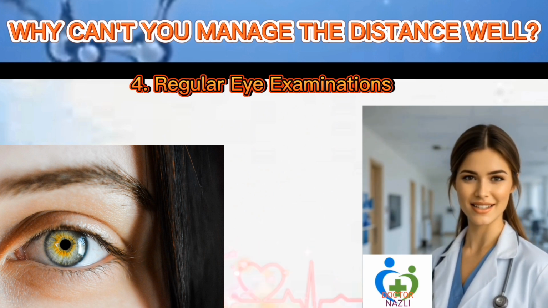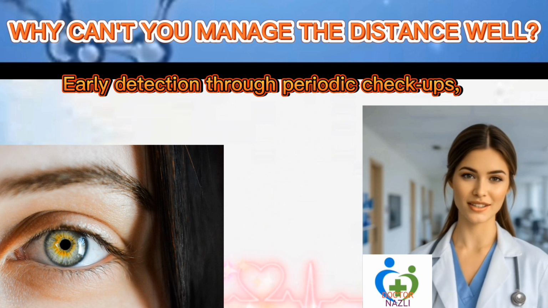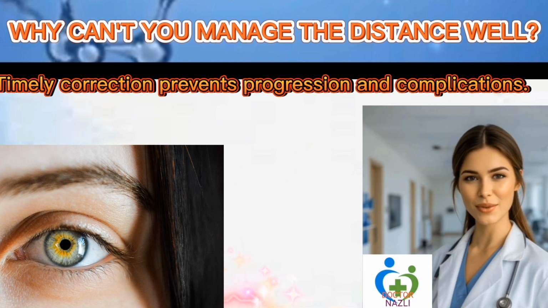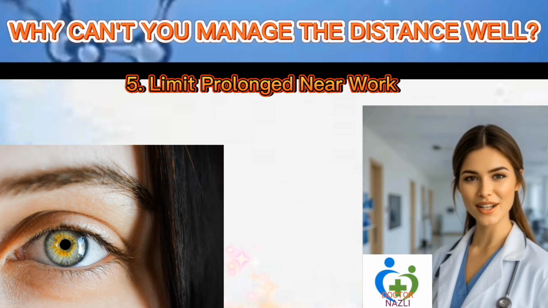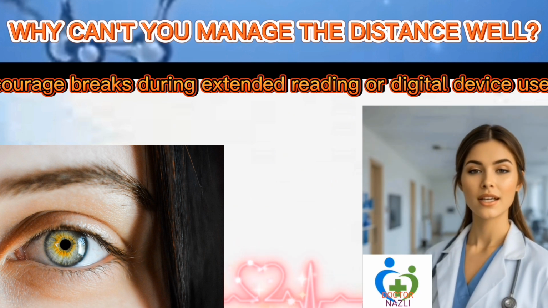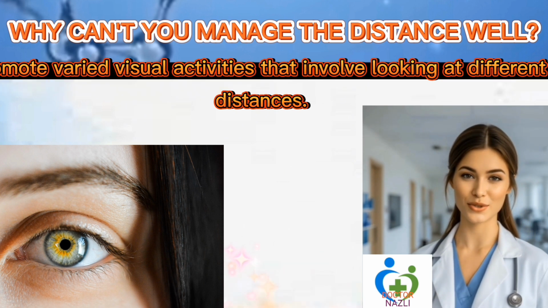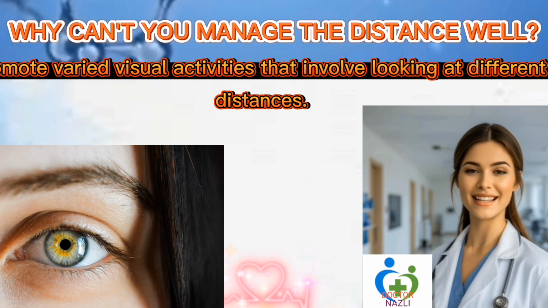4. Regular eye examinations. Early detection through periodic checkups, especially in children and adolescents. Timely correction prevents progression and complications. 5. Limit prolonged near work. Encourage breaks during extended reading or digital device use. Promote varied visual activities that involve looking at different distances.